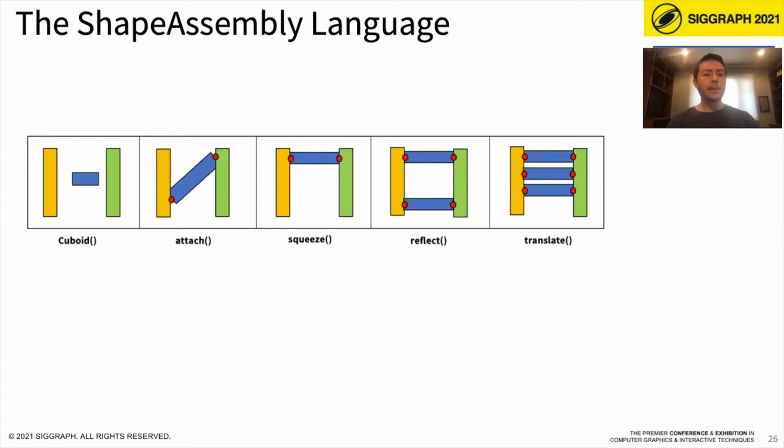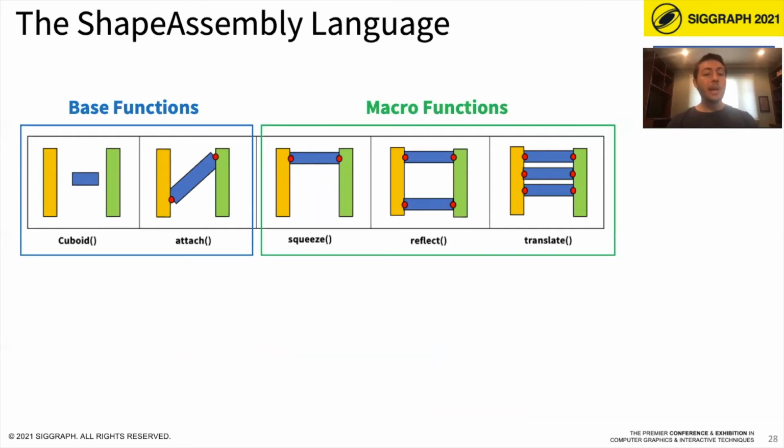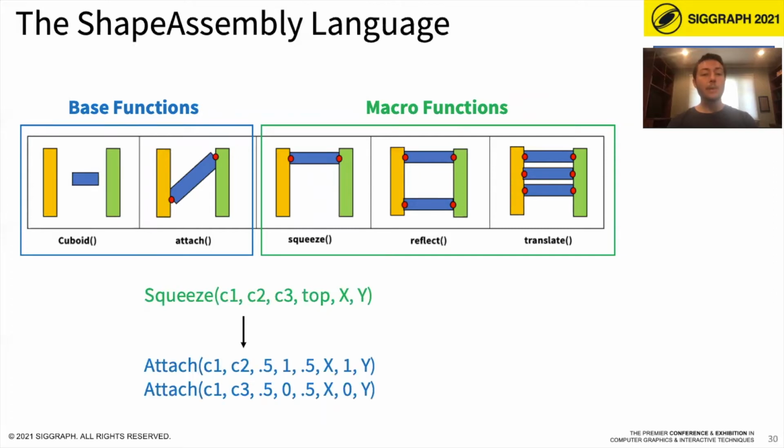ShapeAssembly's DSL contains both base functions and macro functions. We define a macro function as one that, when executed, expands into a series of commands from the base DSL. For instance, the squeeze macro from the ShapeAssembly DSL expands into 2 attach commands at execution time.